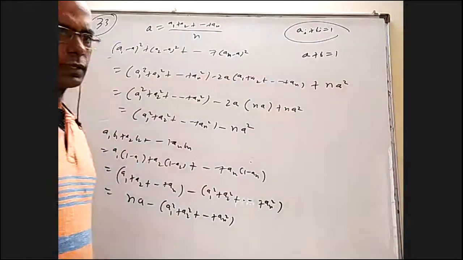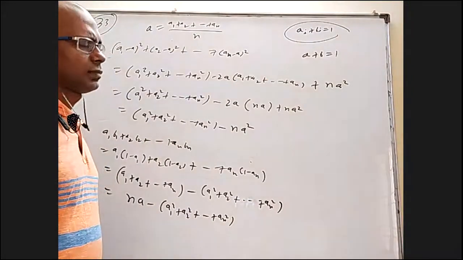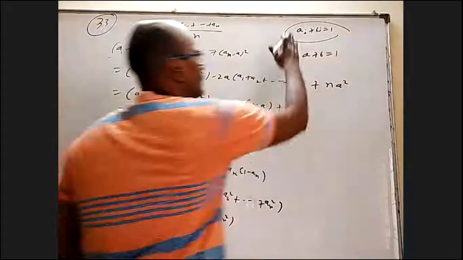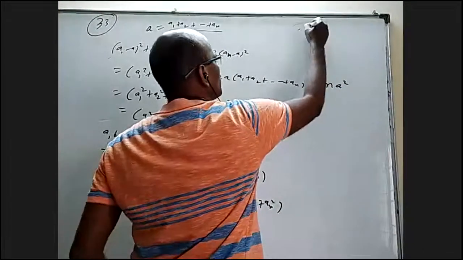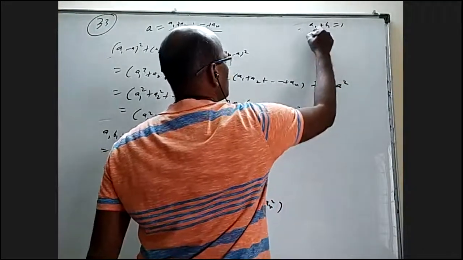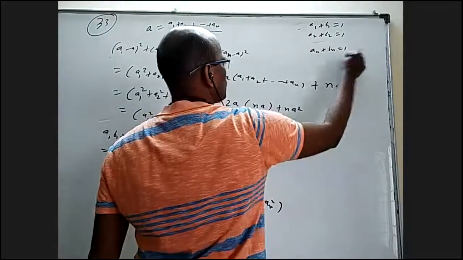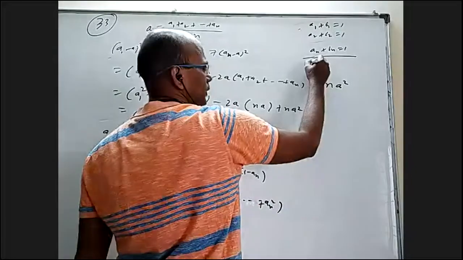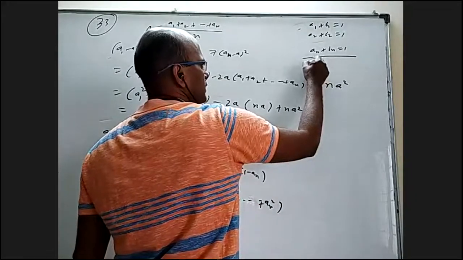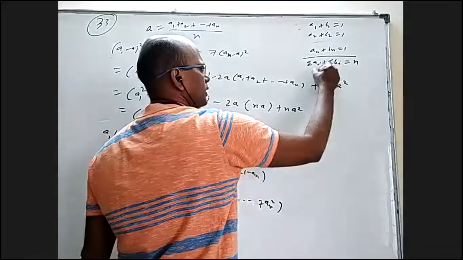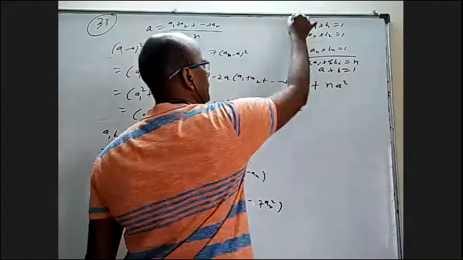It's okay, we can easily prove it. a1 plus b1 equal to 1, a2 plus b2 equal to 1, an plus bn equal to 1. Add, we will get sigma ai plus sigma bi is equal to n. When you divide, you get a plus b equal to 1.